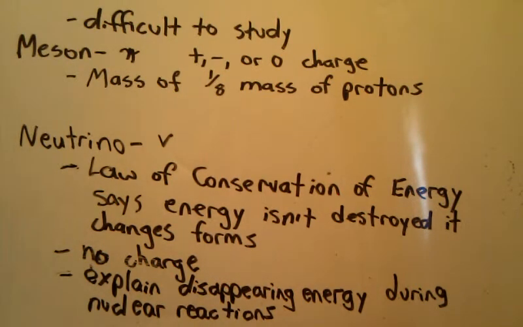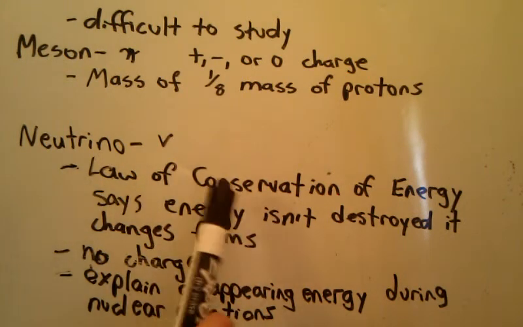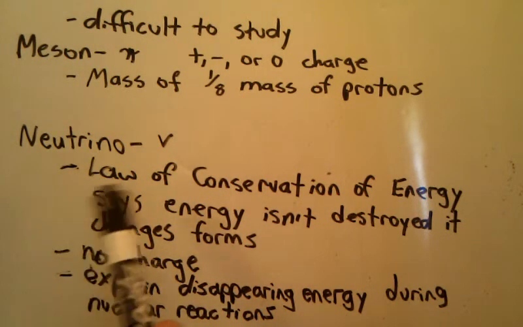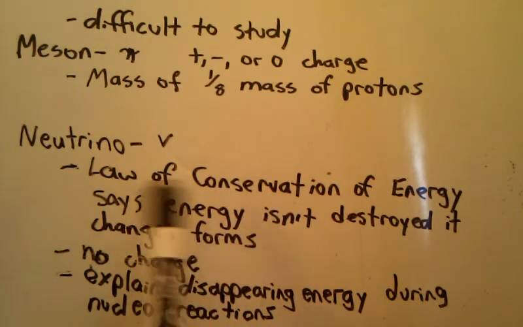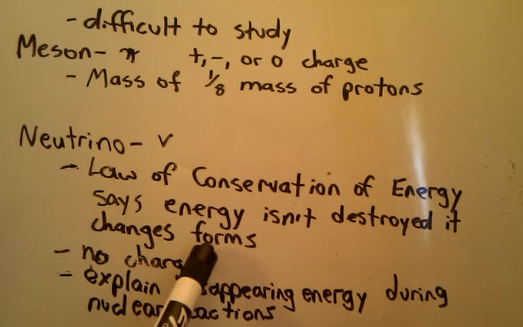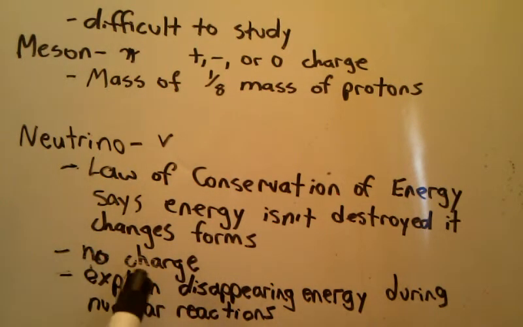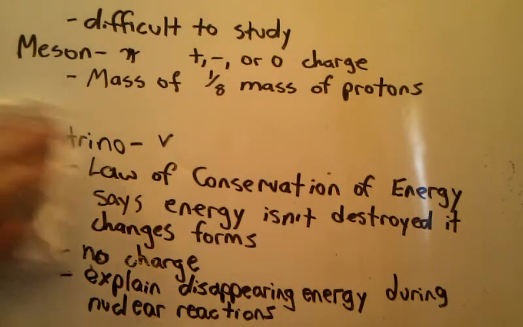Okay, we said that a neutrino is symbolized by the letter v. According to the law of conservation of energy, energy isn't destroyed, it changes forms. A neutrino has no charge. We use a neutrino to explain the disappearing energy during nuclear reactions. We're saying it doesn't disappear, it turns into a neutrino. Neutrinos are difficult to study. Okay?